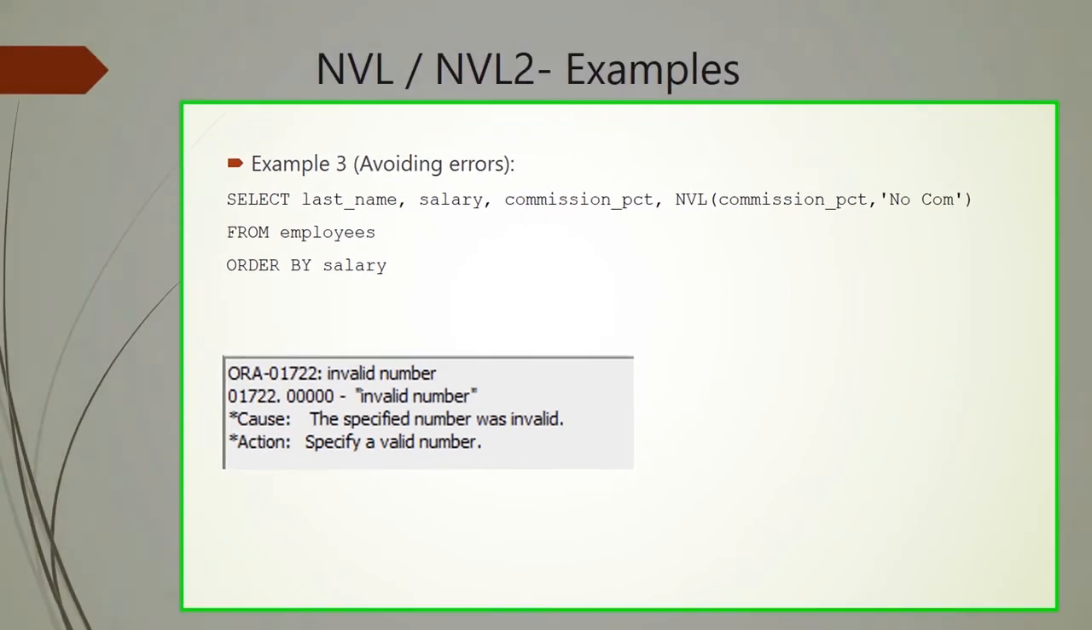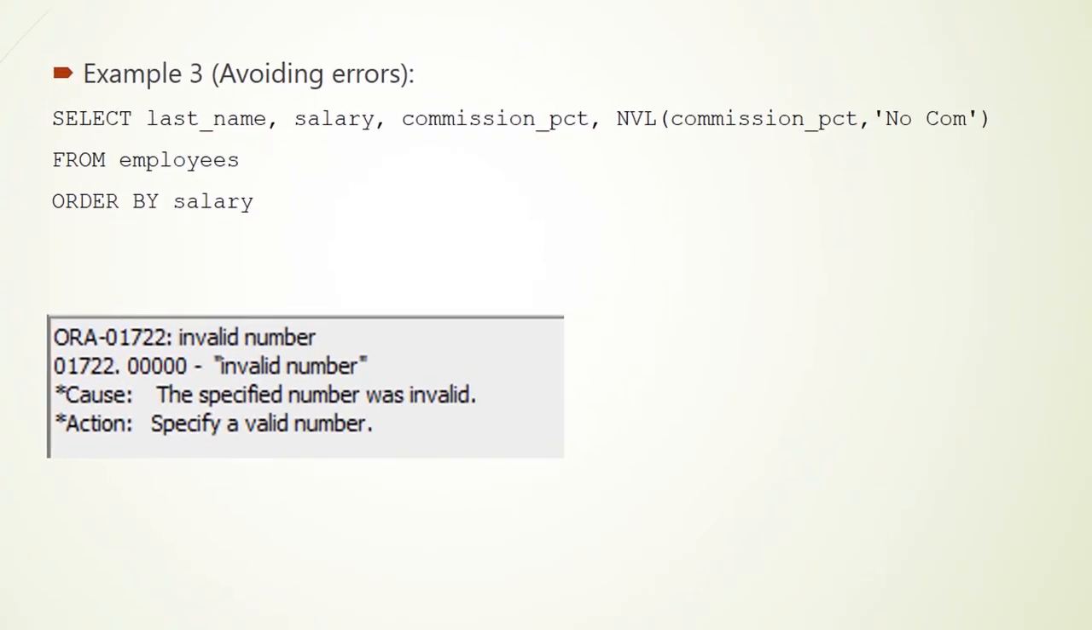Here in example 3, select last_name, salary, commission_pct, NVL(commission_pct, 'no commission') from table employees order by salary. So as we can see, Oracle returns an error: invalid number. The NVL function, as we said before, accepts two expressions or arguments. This is the first expression and this is the second expression. If the first expression is not null, Oracle will return expression 1. If it is null, Oracle will return the second expression.